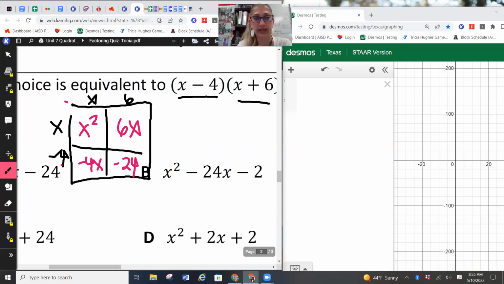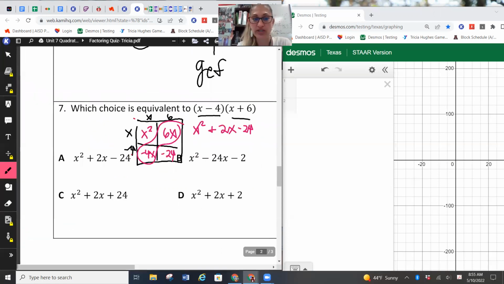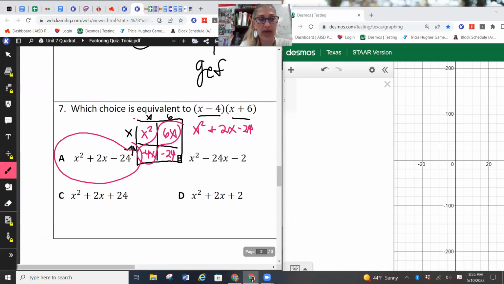Now I'm going to combine like terms. Remember, like terms have the same variable and you can add or subtract them. So I have my pink x squared. I have 6 x's minusing 4 x's. So I know that 6 minus 4 is 2 x's. And then the minus 24 is my constant. So what does this match up with? It matches up with A.